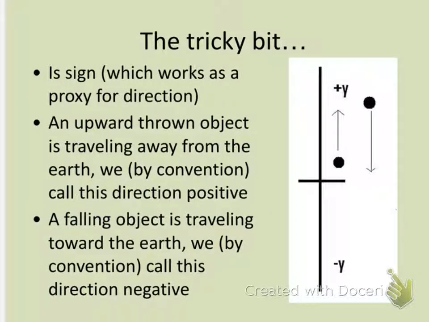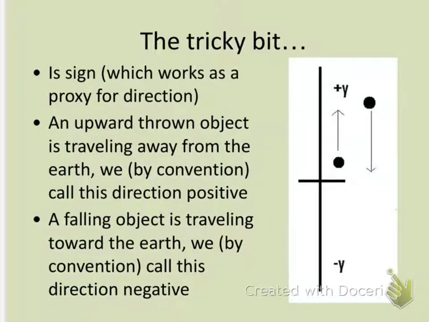Here's where we are going to talk a little bit about the tricky bit, and this is the Cartesian coordinate system, René Descartes. Sign we use as a proxy for direction. So you know that a vector quantity has to have a direction attached to it. We can't just say something is traveling at 40 meters per second. We can't just say that it's accelerating at 9.81 meters per second squared. We have to indicate direction. So we can say 9.81 meters per second squared down, or we can use sign as a proxy. And again, because we tend to impose this Cartesian system on the world, we call up positive, down negative.